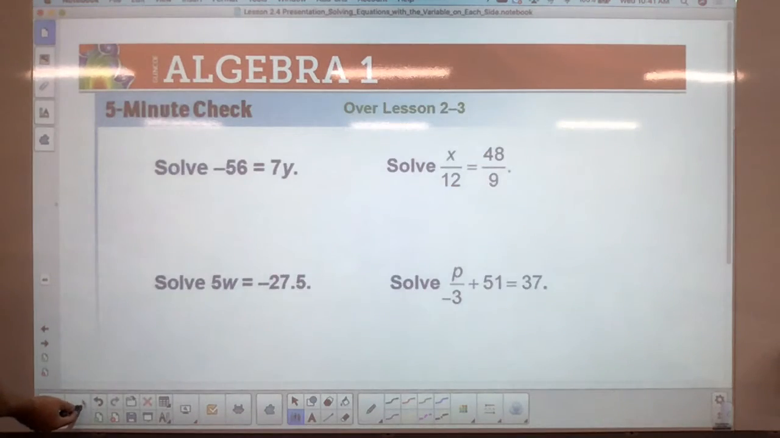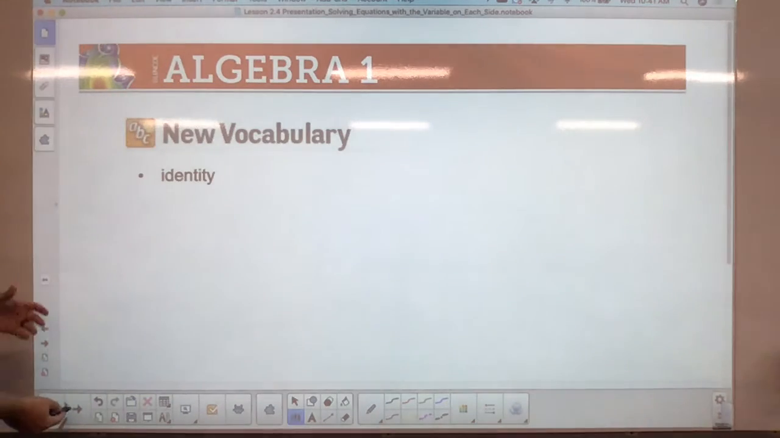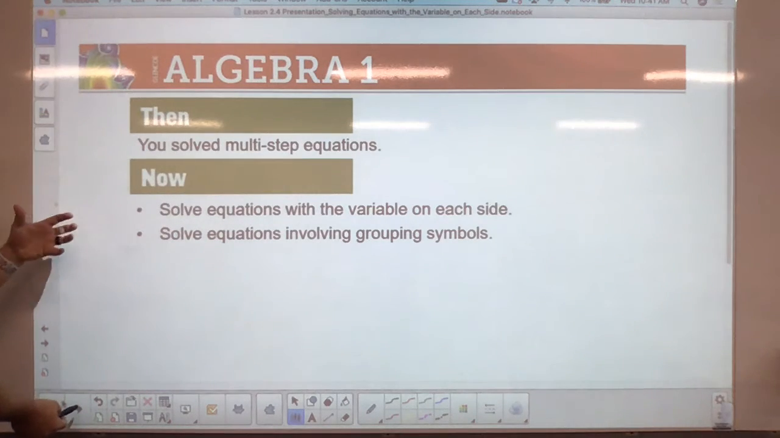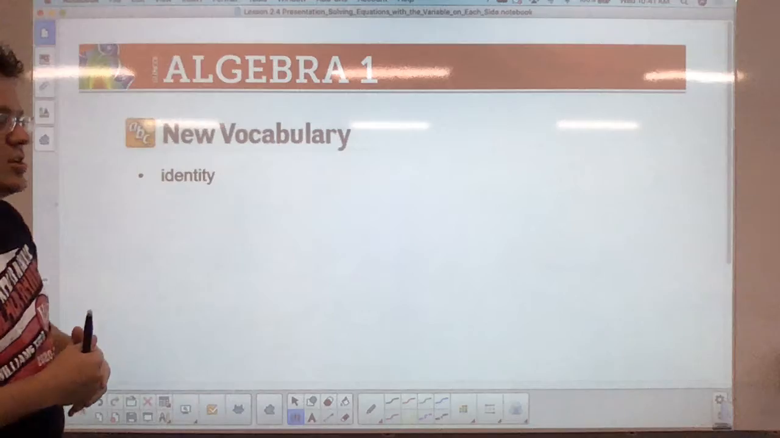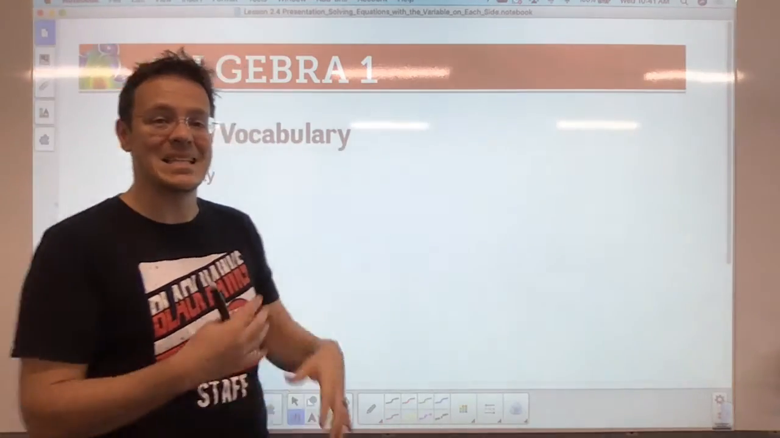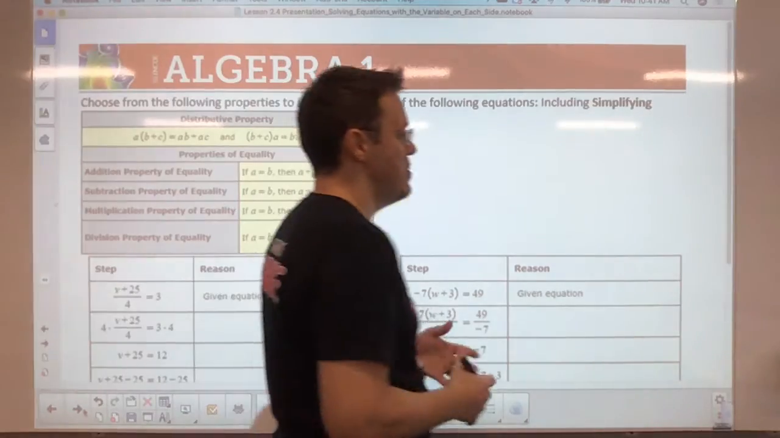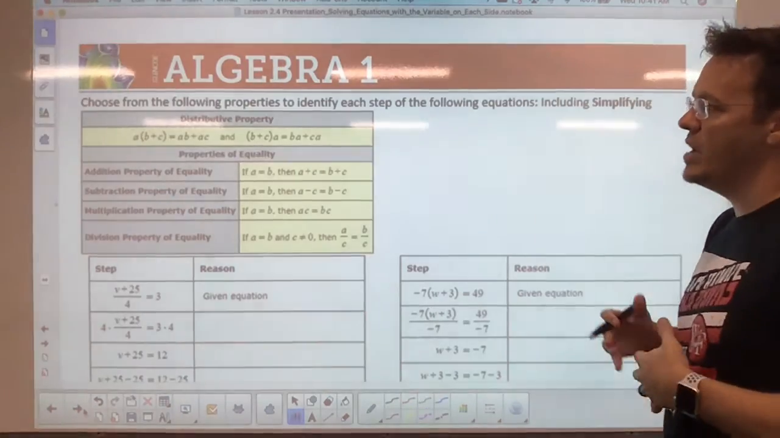All right, so on here, we have bell work. We want to talk about identity, which is one of the big things. You've solved multi-step equations you've been working on. Now we're going to solve equations using grouping symbols and things on both sides, which would be an X on each side.